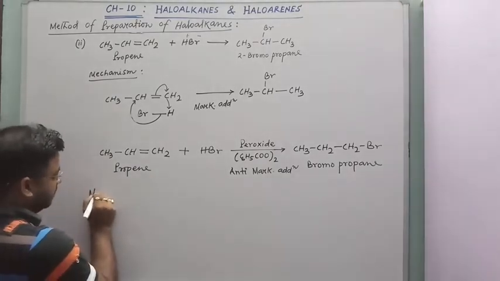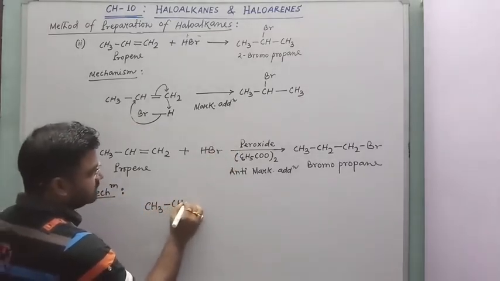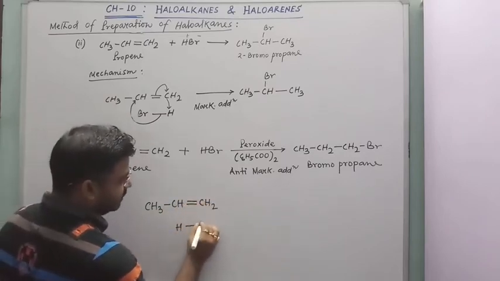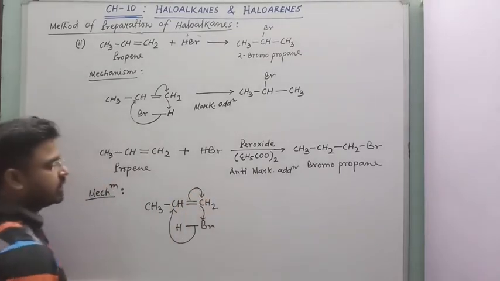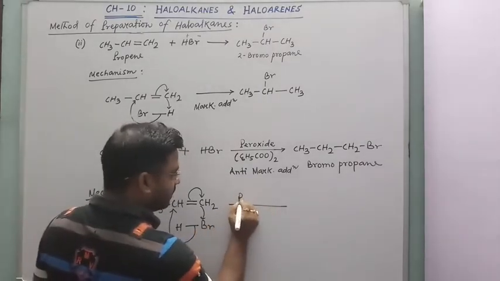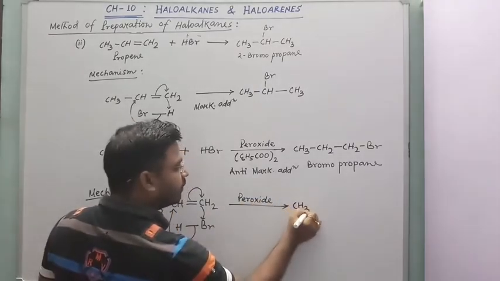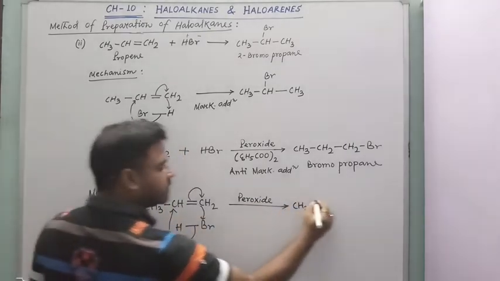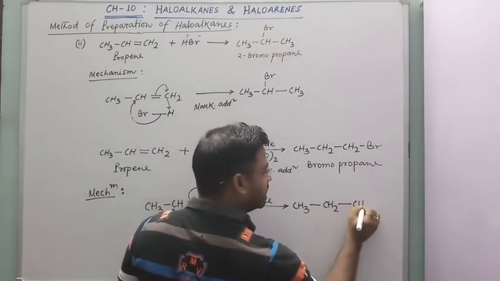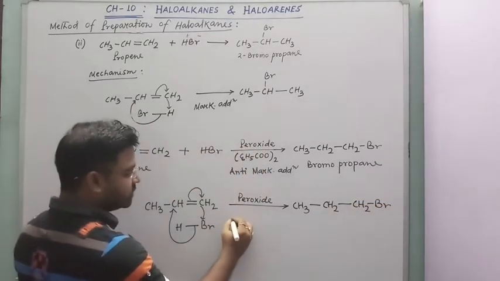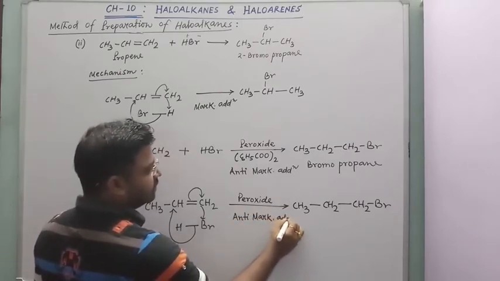What is the mechanism of this reaction? In presence of peroxide, CH3, CH double bond, CH2. Now in HBr, hydrogen is directly attached with this carbon. A bond breaks and the hydrogen comes here, and this carbon attracts bromine in presence of peroxide. The product is CH3, single bond, CH with one hydrogen, CH2. The double bond breaks to become a single bond, CH2 with Br, CH2Br. So this reaction takes place against Markovnikov's rule. So this is an anti-Markovnikov's addition reaction.